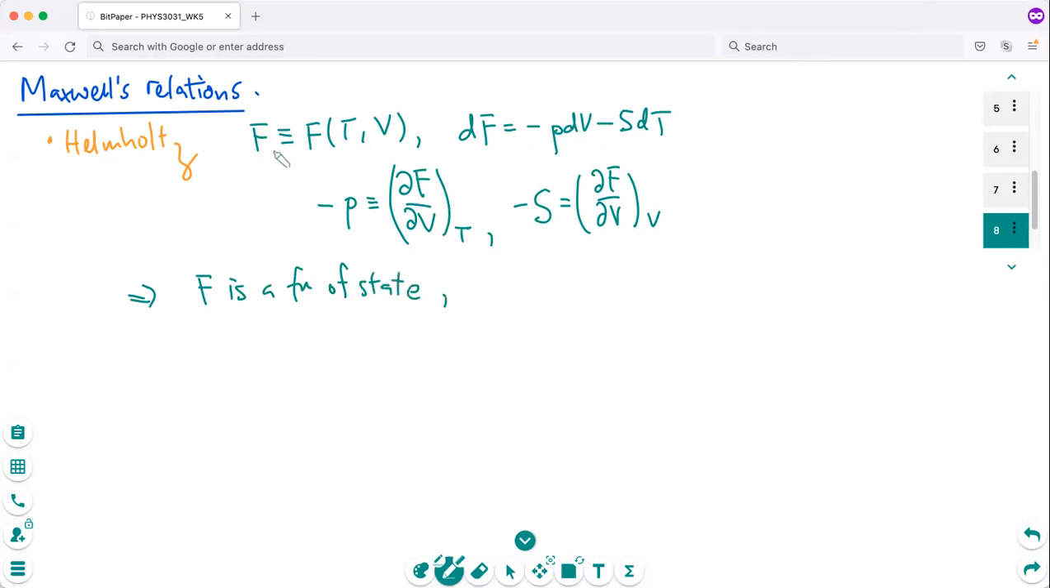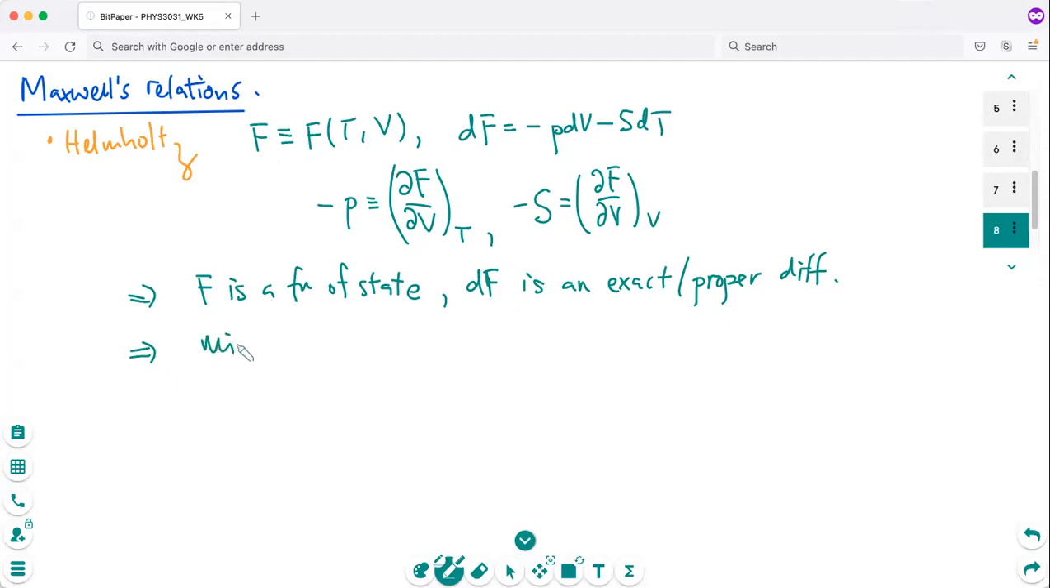And therefore, this df is an exact differential, right? F is a function of state. So the differential of F is an exact differential or proper differential. So you should be able to go further. What can you do? You can take the second derivative. More importantly, you take the mixed derivative.